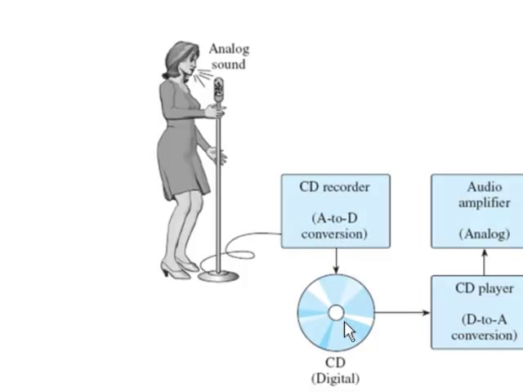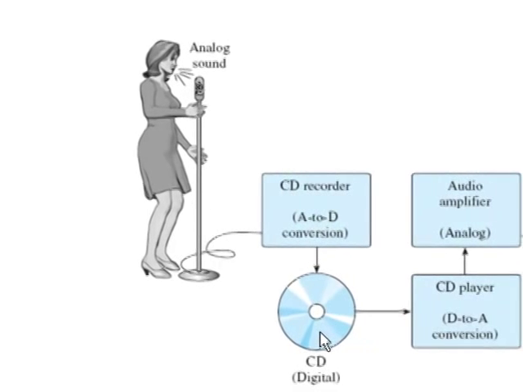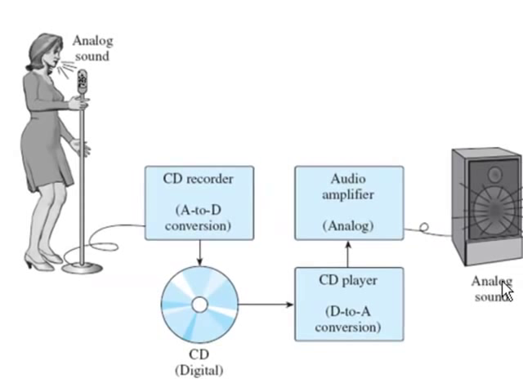This is actually a spiral disc. As it spins, the laser will be putting pits or lands, a pit being a 1 and a land being a 0. And the pit is just a spot where the CD laser burns a hole in the disc. It spirals out from the beginning all the way out to the outer edge. And this digital information, in order to be played back in analog version, has to go through a D to A conversion, digital to analog.